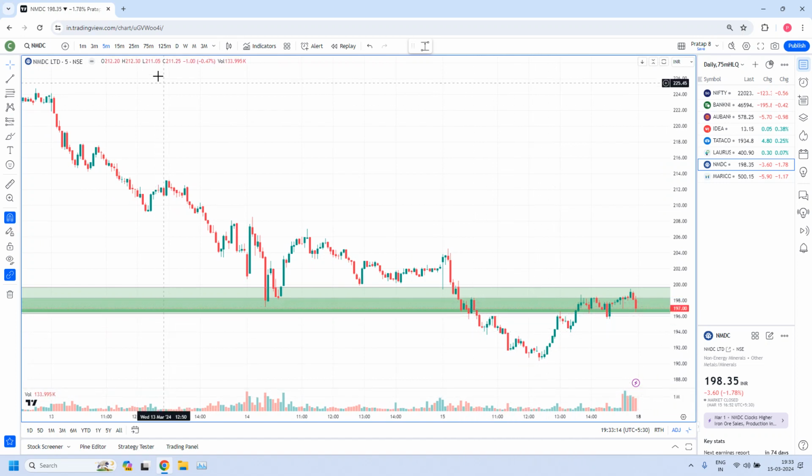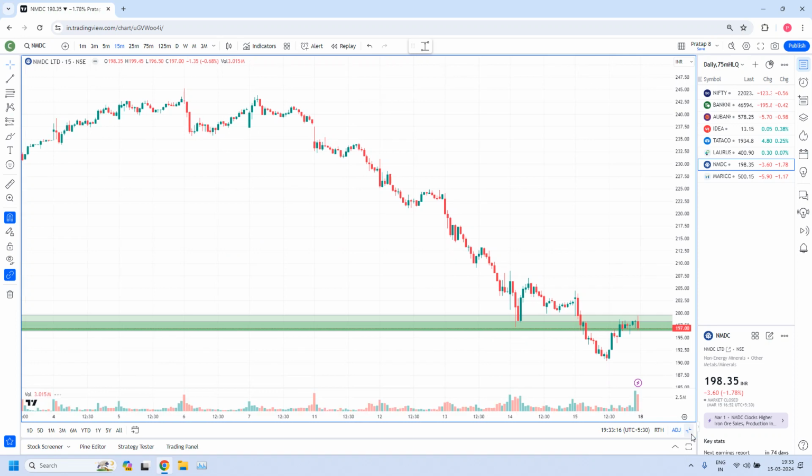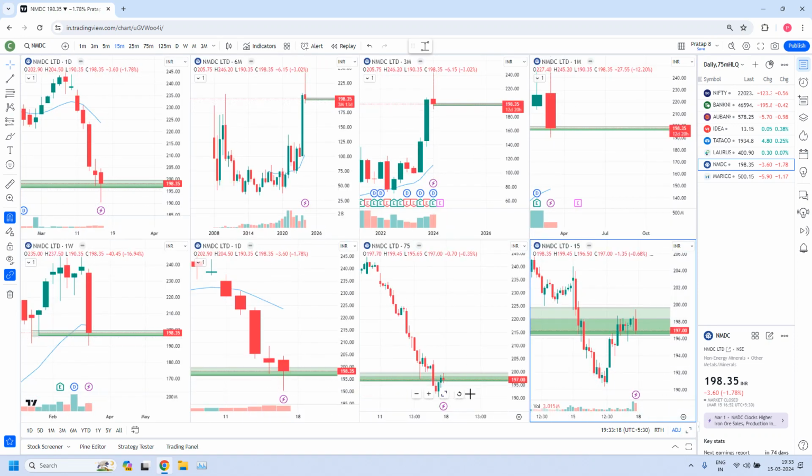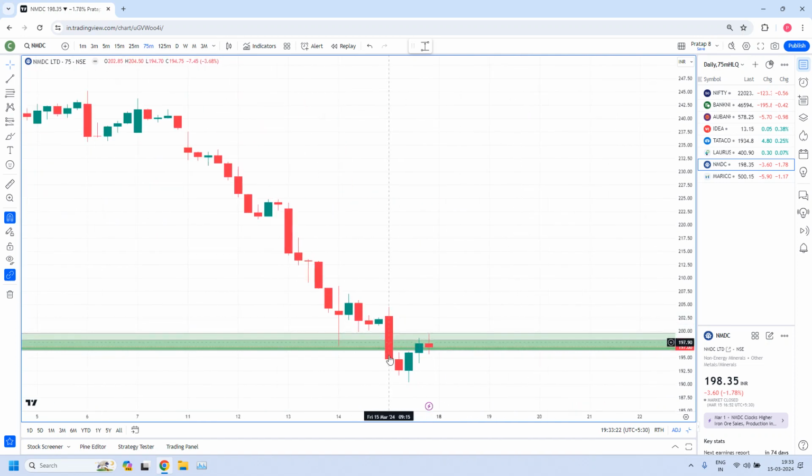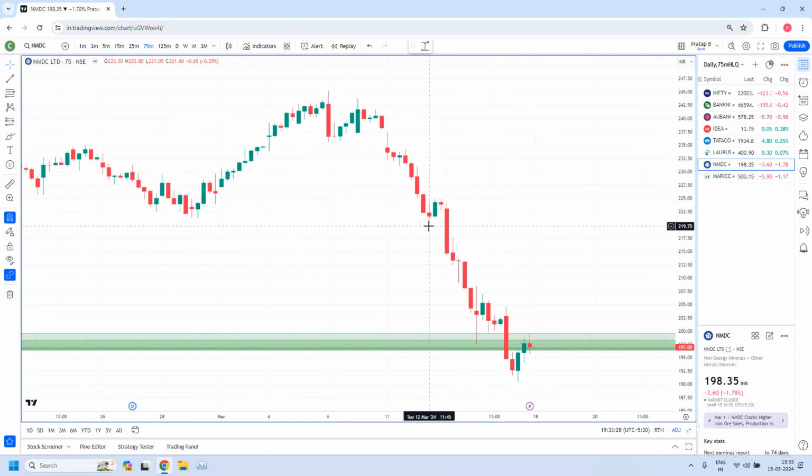What about the 75-minute zone? If you look into the 75-minute time frame, you will get clarity. Is there any candle closed below this zone? Yes, it is closed. So the 75-minute zone is also completely gone. So this is the way we identified these zones will be violated.